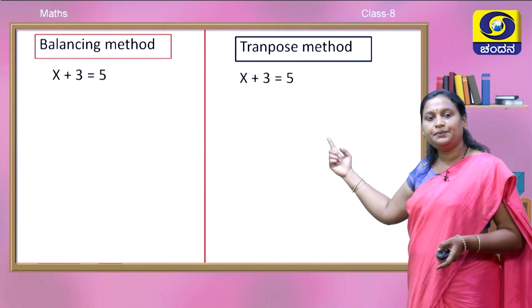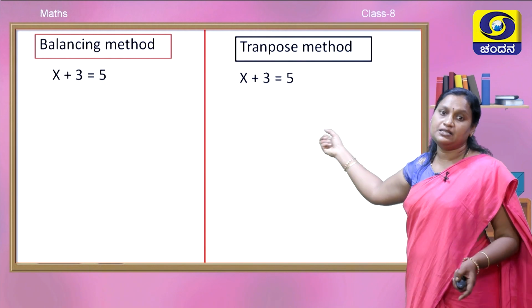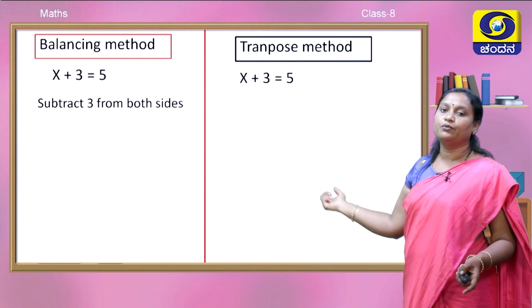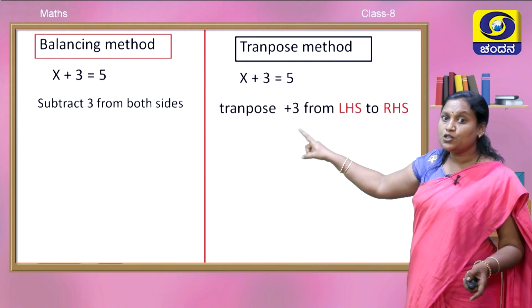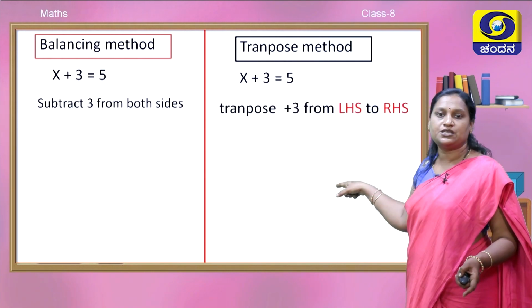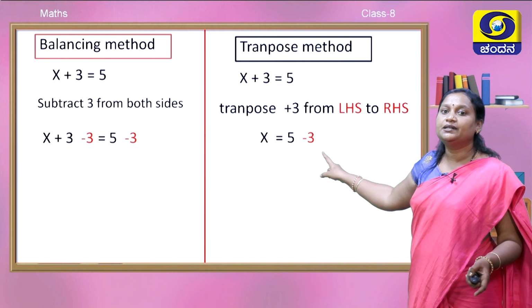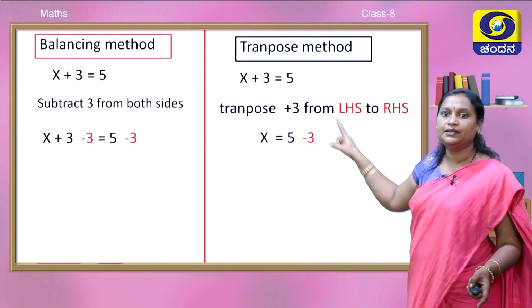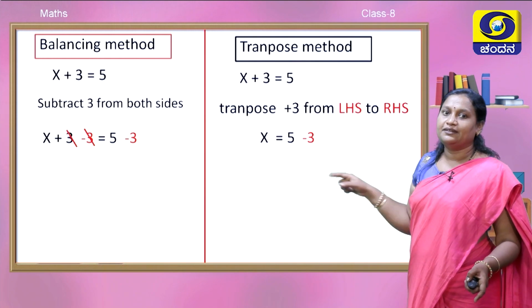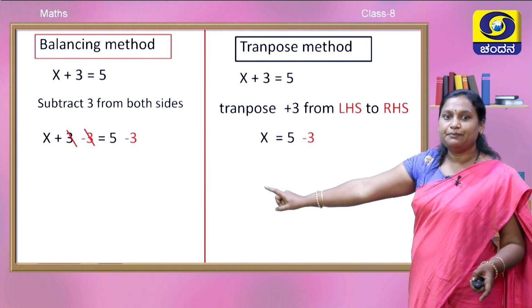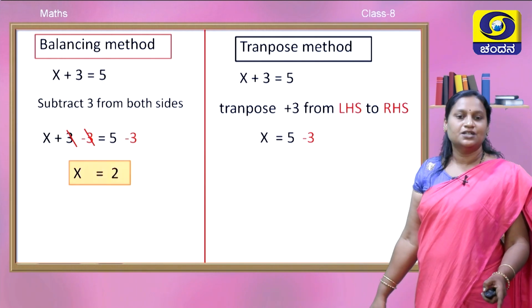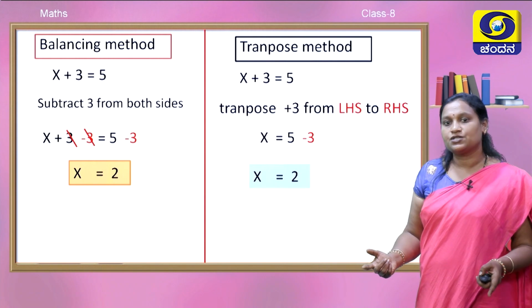One more example. Here we have x plus 3 is equal to 5. So, what should I do? I should subtract 3 from both sides. When I transpose plus 3 from LHS to RHS, it will become minus 3. Do never forget this. Plus 3 will become minus 3. Whereas in the balancing technique, I would cancel plus 3 and minus 3, right? So, I get the value of x as 2.